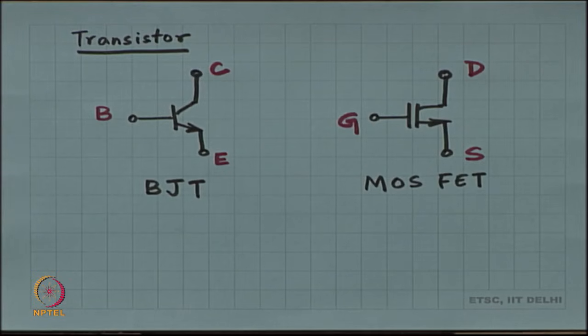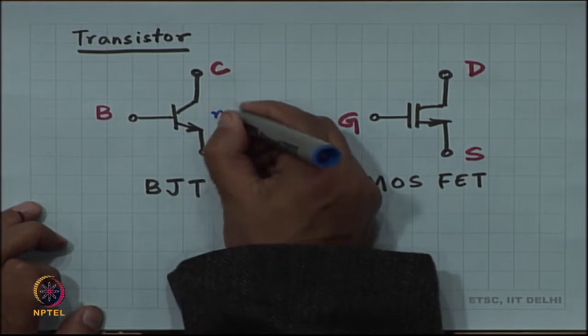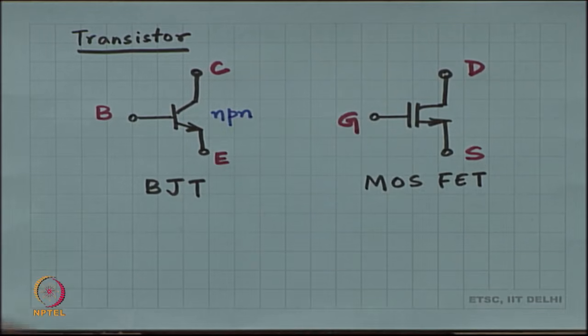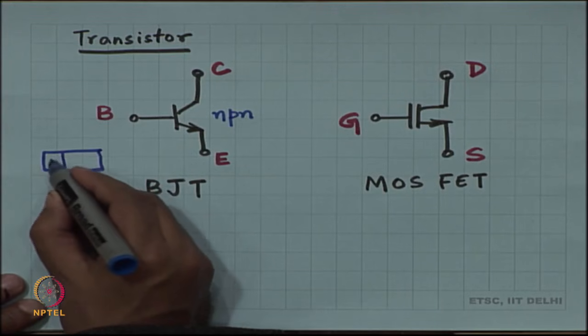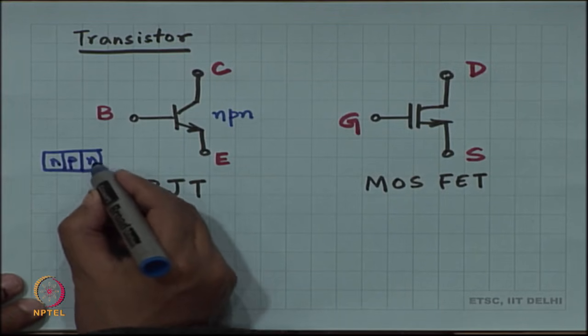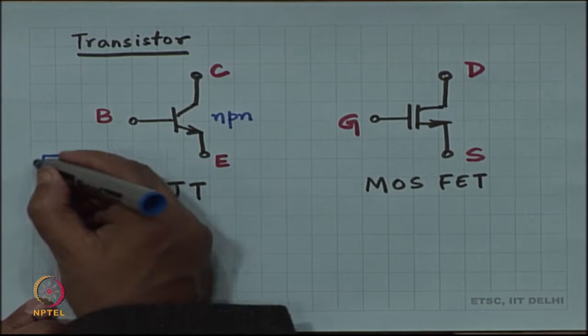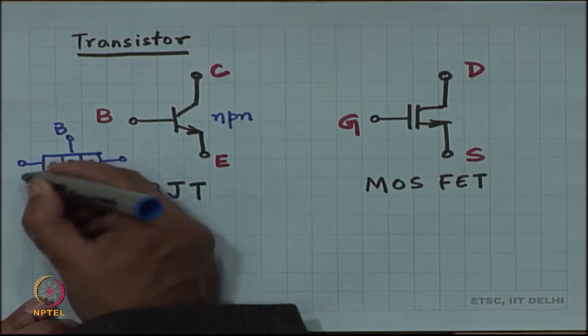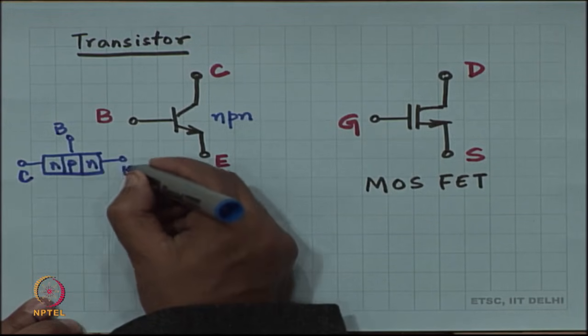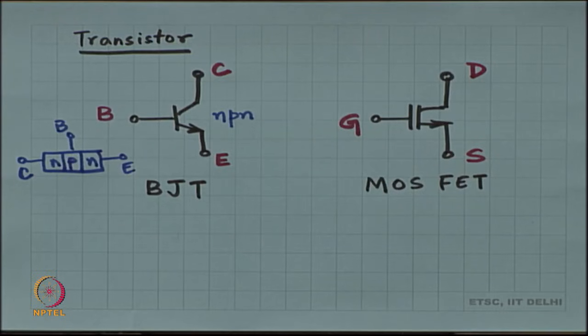Now, there are 2 different flavors of BJTs. One flavor is the NPN, right. This is called the NPN BJT because that is how it is made. It is made with a block of silicon, N type, P type and N type. Okay. So, this is how it is made. So, that is why it is called an NPN BJT.